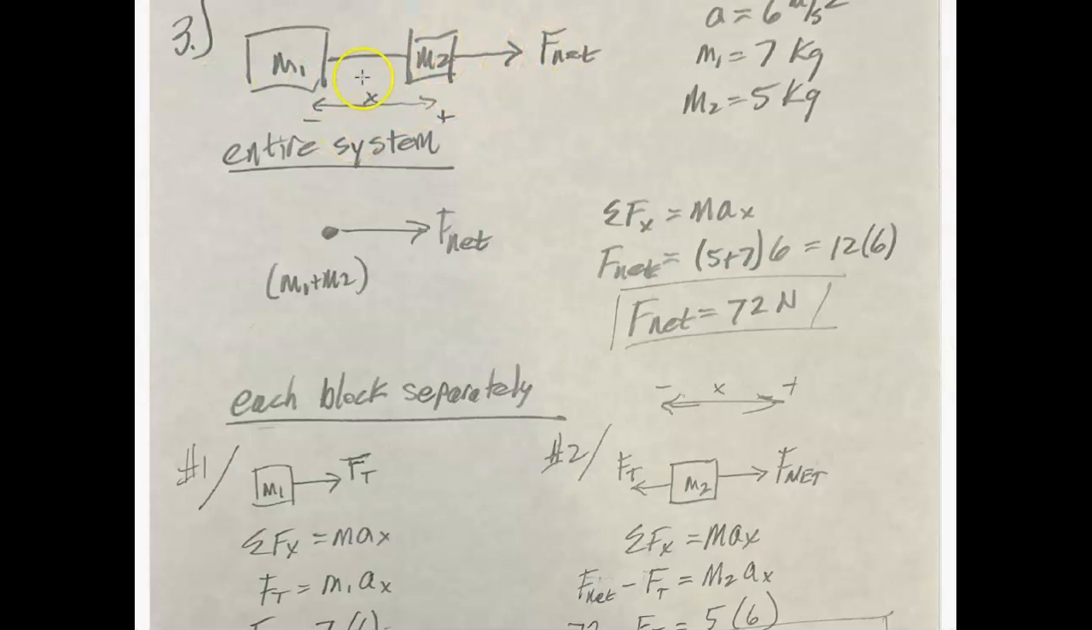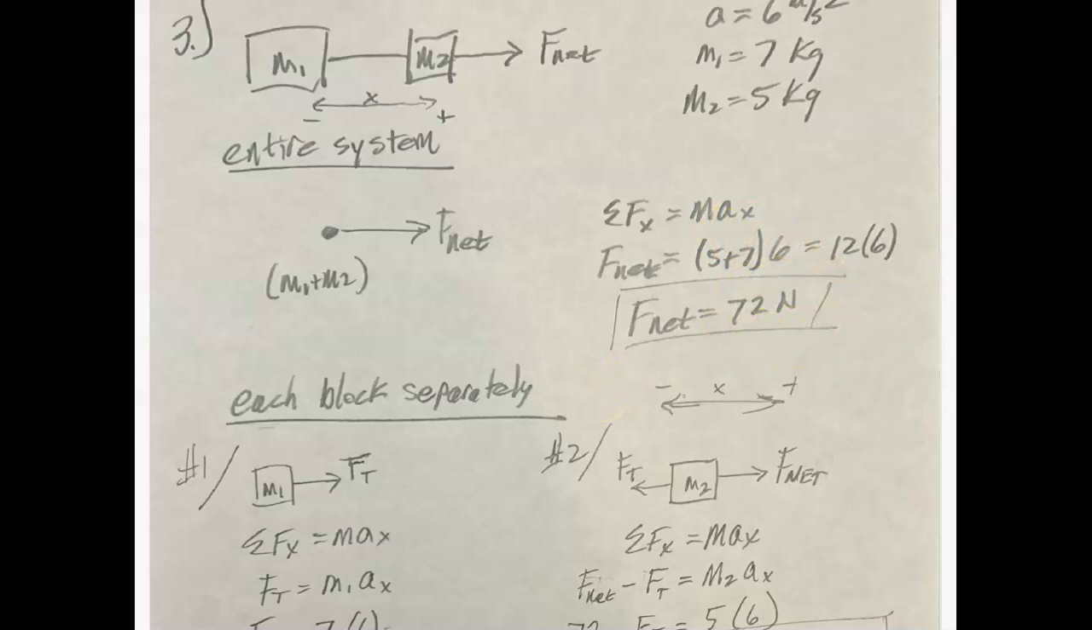Okay, so like before, I'm going to treat both blocks tied together with a string as one object. So my entire system then has a mass of m1 plus m2, and it's being accelerated by this net force over here on the right. So that allows me to quickly solve for the net force, because I know the mass of both blocks, and I know the acceleration of the system, 6 meters per second squared. So the total mass, 12, times the acceleration, 6, tells me the net force must be 72 newtons.